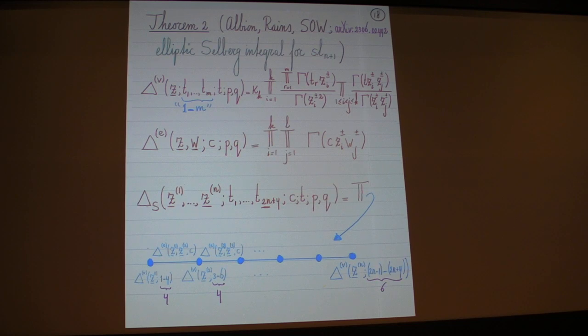Okay, so this is, I guess, the bigger theorem, that we now have an AN version of this. And structurally it's quite similar to the AN Selberg integral, well, because this is an elliptic analog. So we have two elements that make up this.